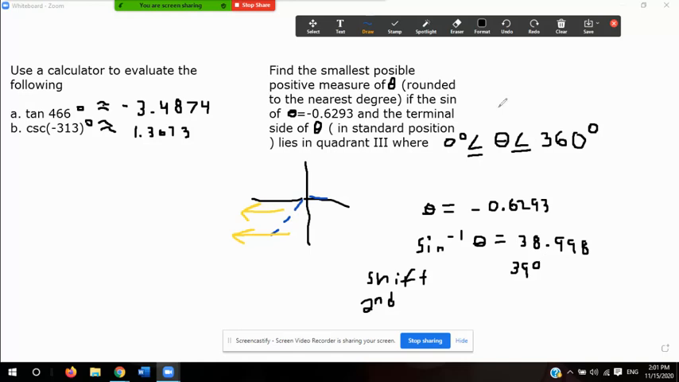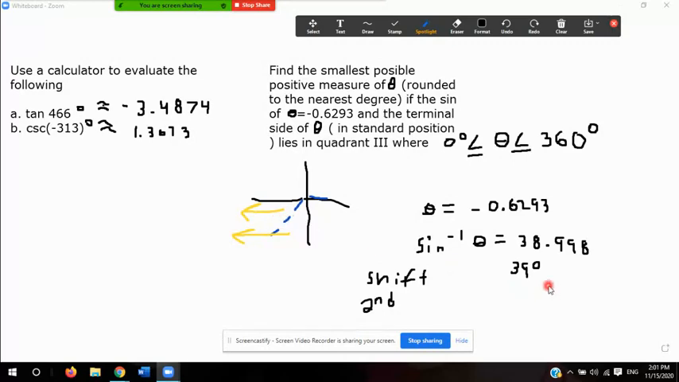So the problem is telling me, if I go back to the problem, that the terminal side lies in quadrant 3, which is here. So what am I going to do now? How am I going to know? I know that it's going to be somewhere between 181 and 269 degrees, right? But I don't know specifically what number it is. So how do I do that?